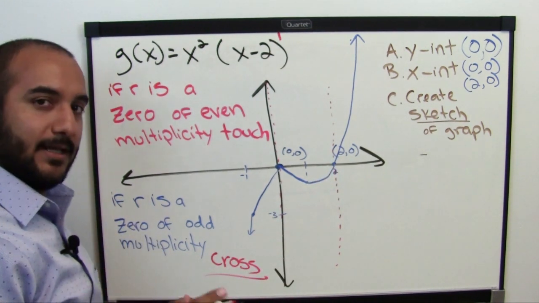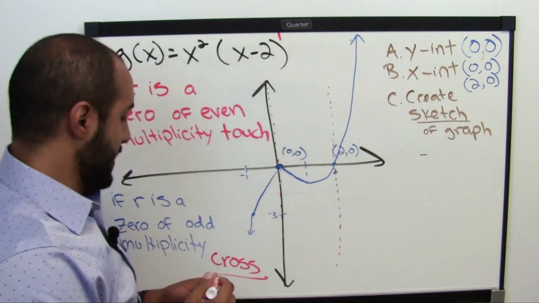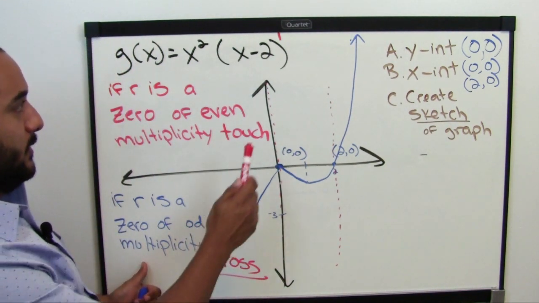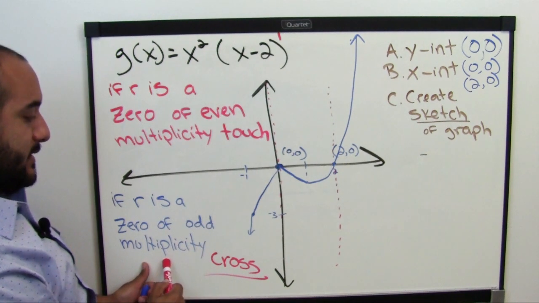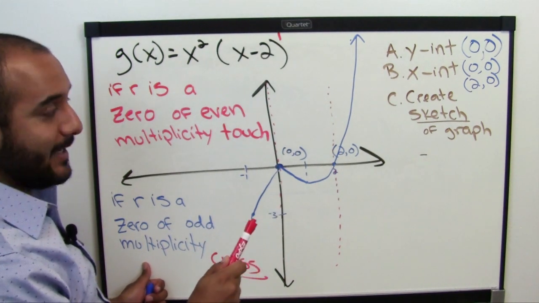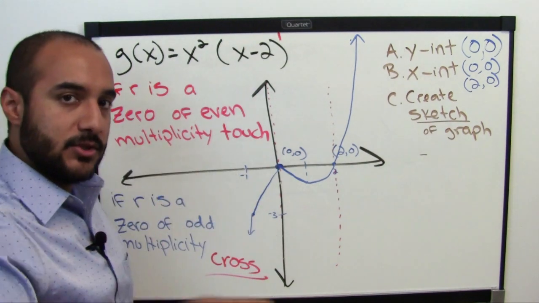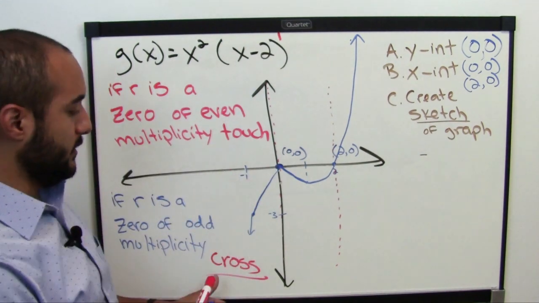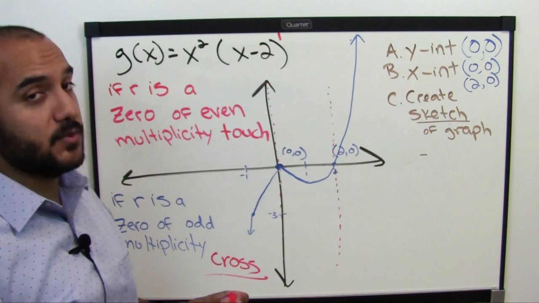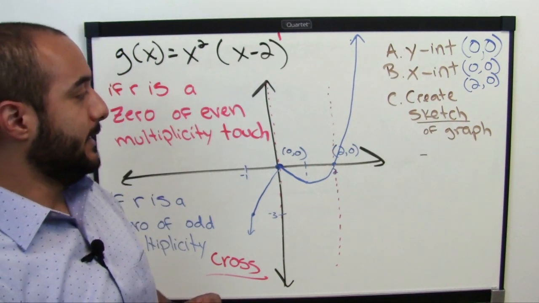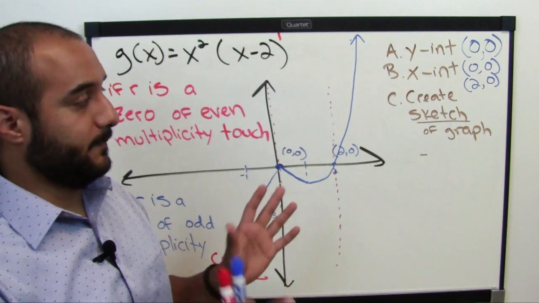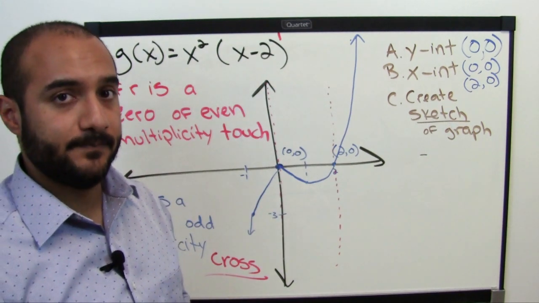Whoops, wrote it in red. I like to be coordinated, but you know. So here, when it's an odd multiplicity, it will cross that x-intercept. If it's an even multiplicity, it will touch and go back. So you have your U-turn and crossing. Like that, you'll know what's happening there before even trying out the points.